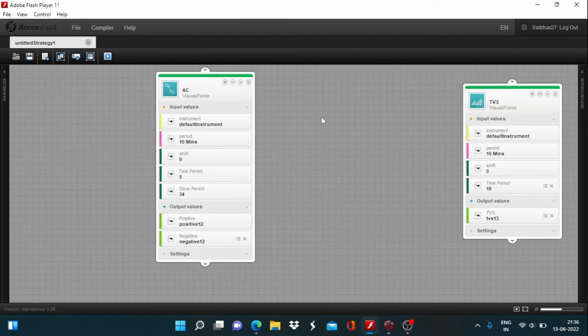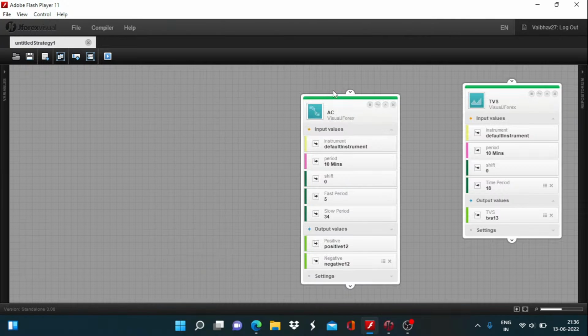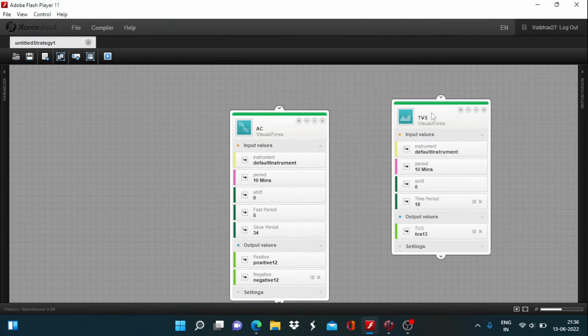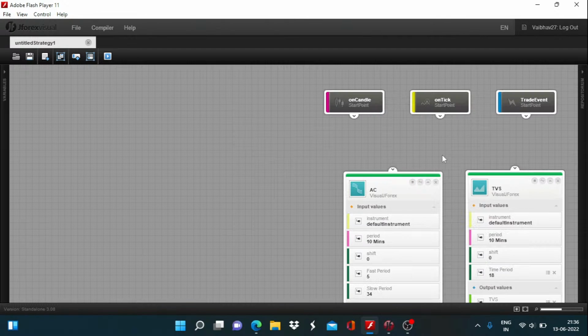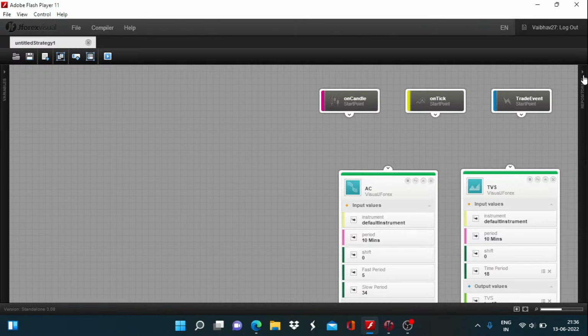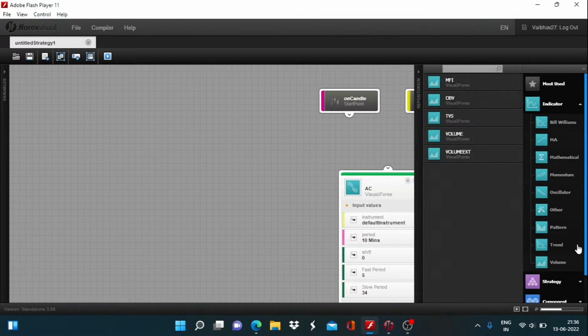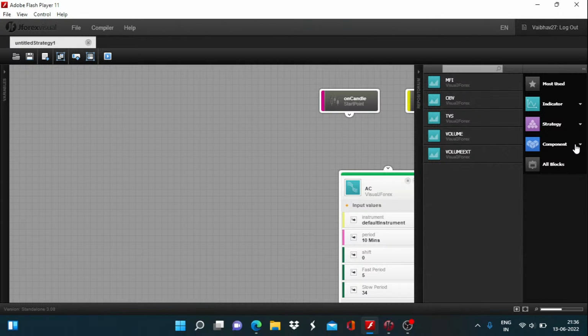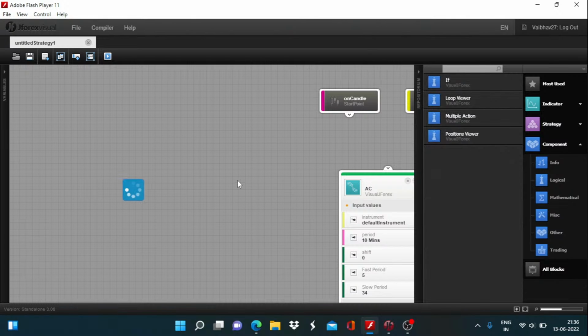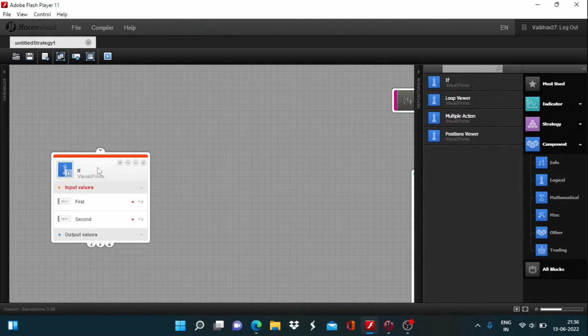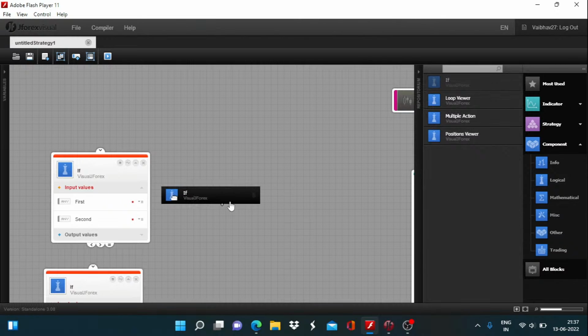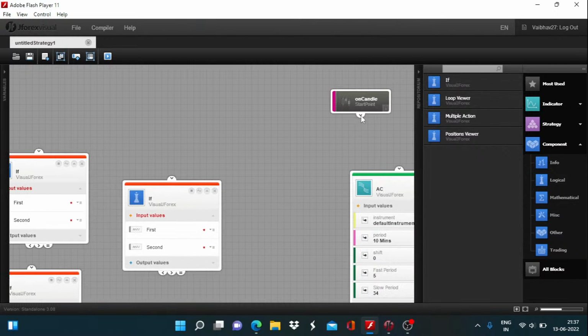Here we are going to need 3 of these AC indicator blocks, and then we will need 2 of these TVS output, TVS indicator blocks. Prior to that, I will get the instrument subscription done. For that, we are going to need 3 logical blocks of if else statement on candle.